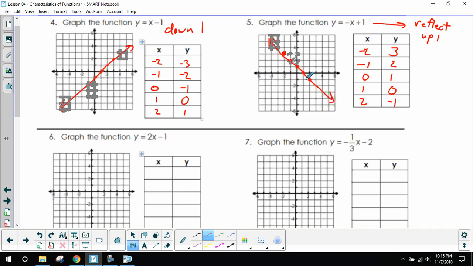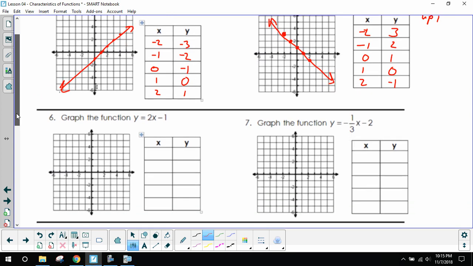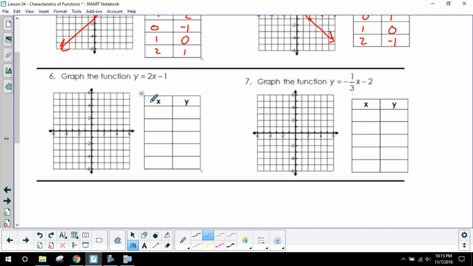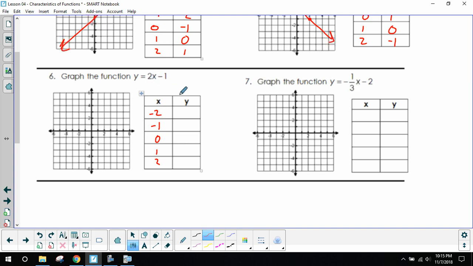Let's do this one. Again, I'm just going to pick the same points. Keep it simple. Do this in my head. -2 times 2 is -4. -1 is a -5. -1, -2, -3. 0, 0 is -1. Guys, you should see a pattern emerge. We're adding 2 every time. Okay?